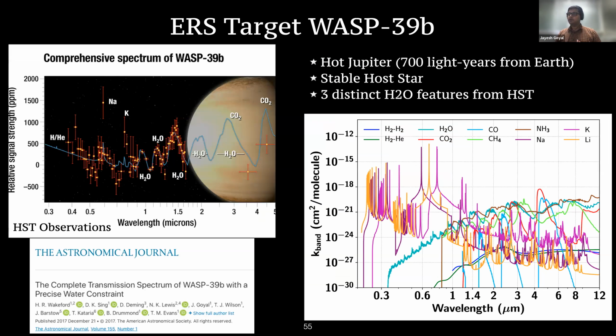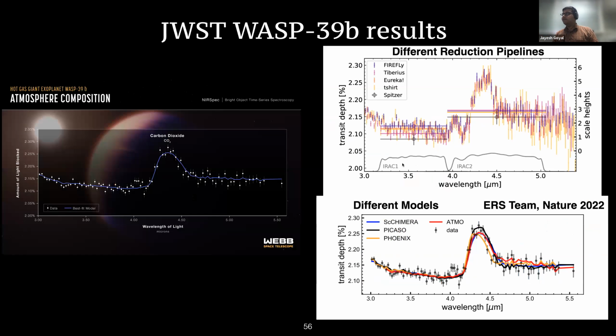WASP-39b was one of the early release science programs. We selected this planet for this observation because already in 2018, using Hubble, we had detected three water features in this planet in the transmission spectrum. So it was a very good target. We knew that something is there in the planet's atmosphere. That is why we observed this again using JWST, and we detected the carbon dioxide features in this planet. This was the first confirmed evidence of the detection of carbon dioxide in the planet's atmosphere.